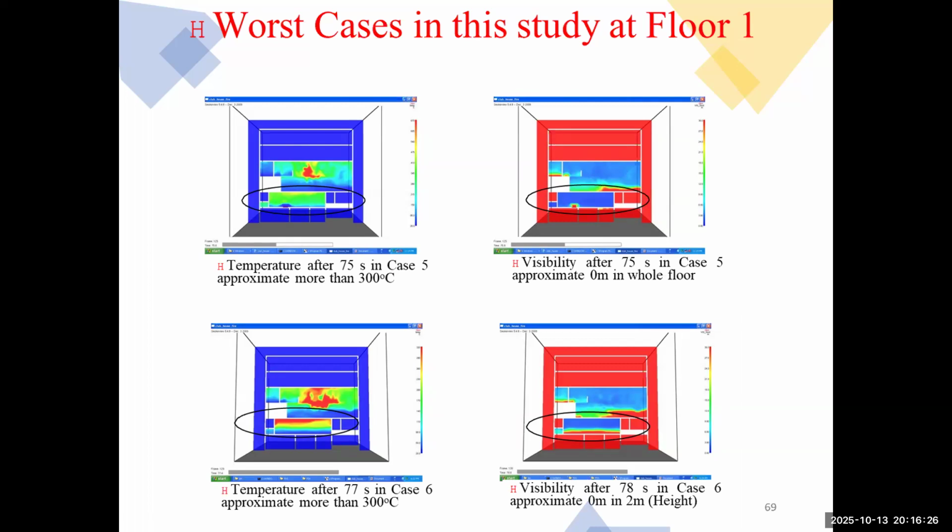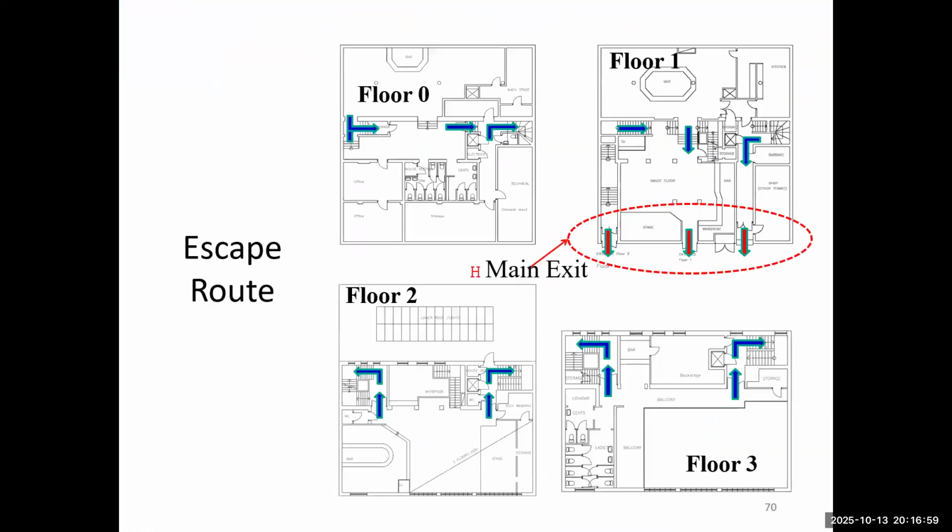It will give us a very short ASET, that is the available safe egress time. The temperature rises, the visibility goes down, and smoke particles will spread over the whole compartment, which will shorten our ASET. That is why we need the simulation to get this very important factor of our ASET.